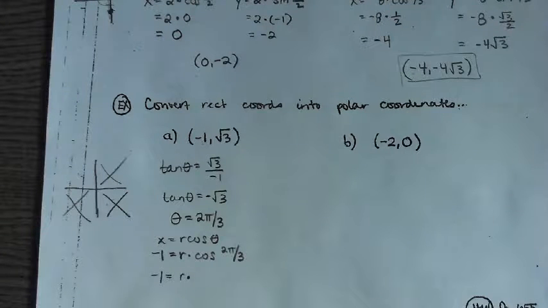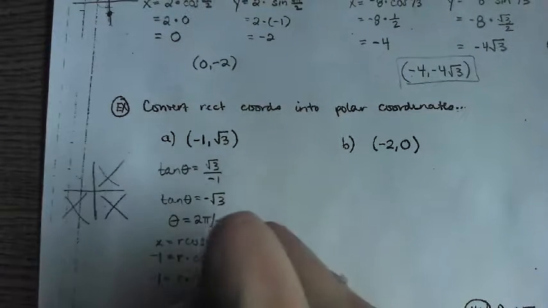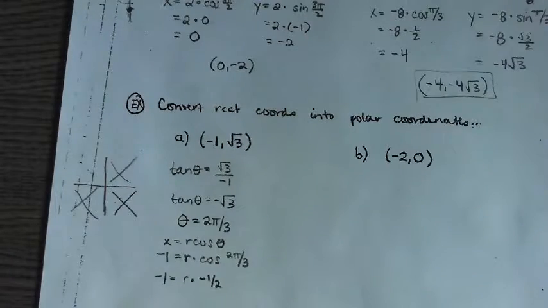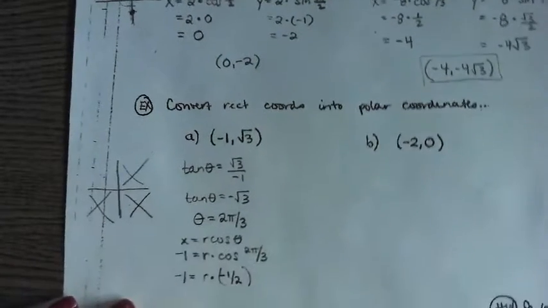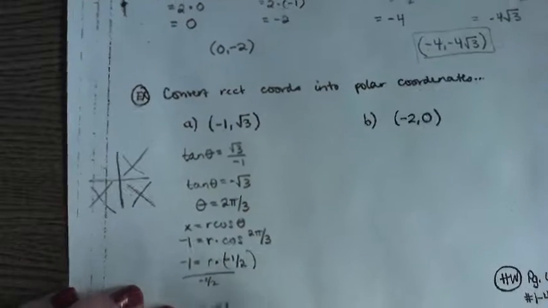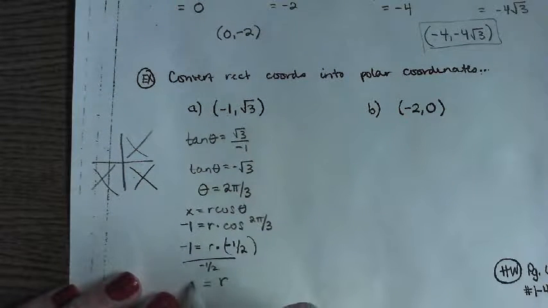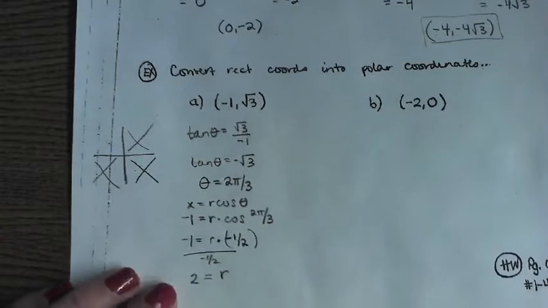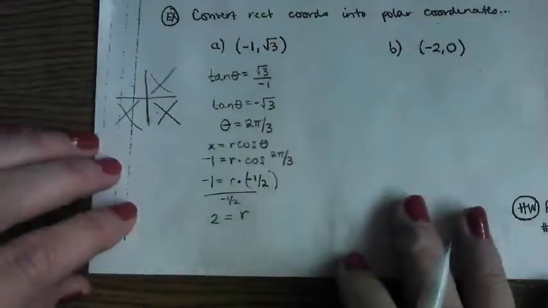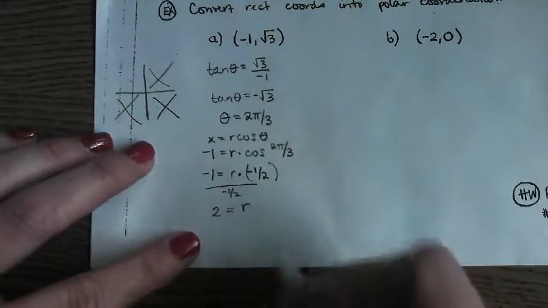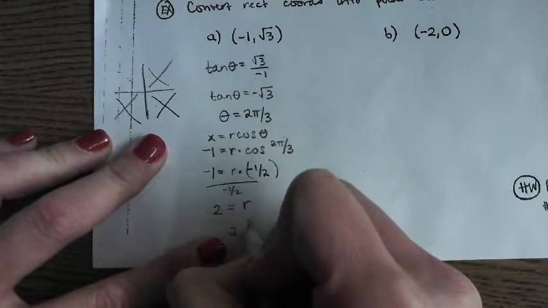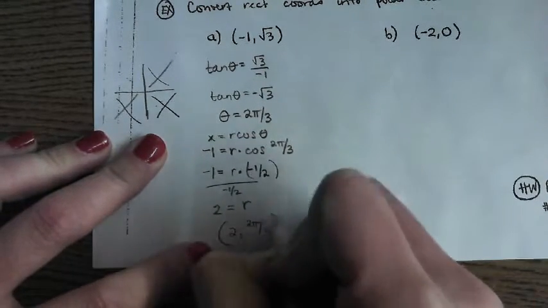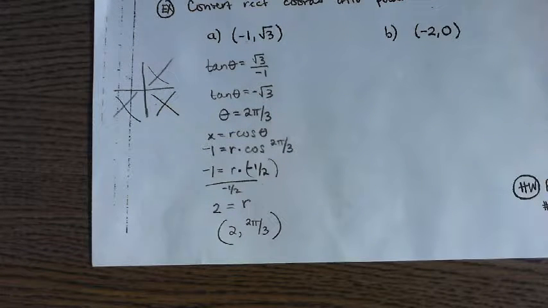Okay, it's in the second quadrant, so cosine is negative there. And it's the reference angle of pi over 3. The cosine of pi over 3 is a half, so negative 1/2. So when you divide both sides by negative 1/2, your r value is 2. So the r theta equivalent is 2, 2 pi over 3. What's wrong there? Oh, nothing.